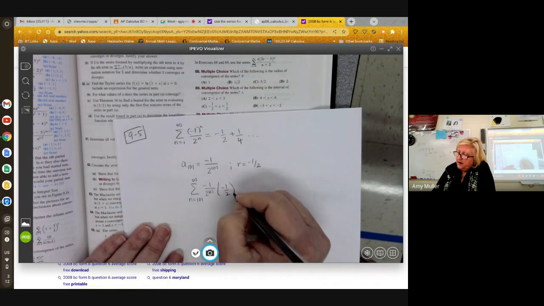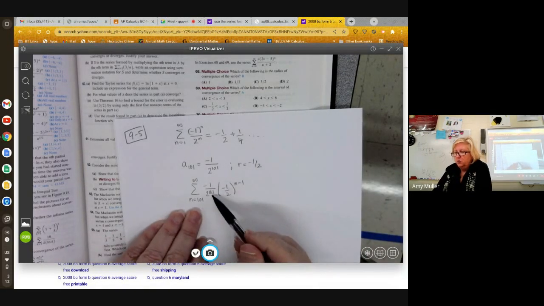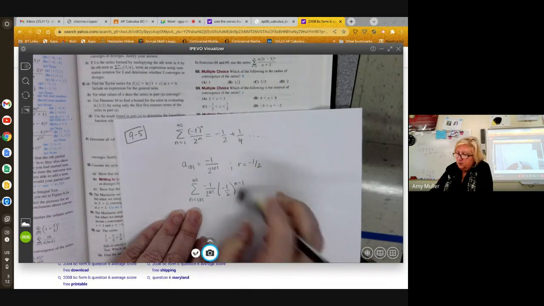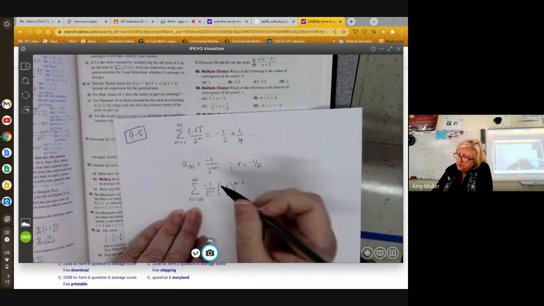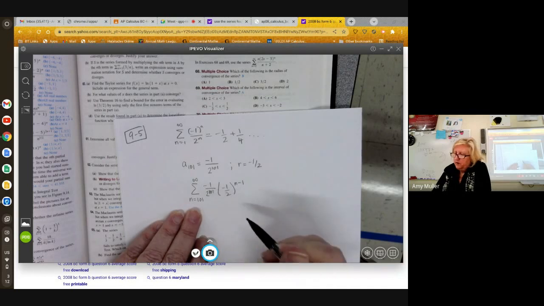R is -1/2 to the n minus 1. So what happens when I put 101 in here? I get this number. This is 101. And I put 101 in here, I get what? 100. Wow. Yeah, that's right.